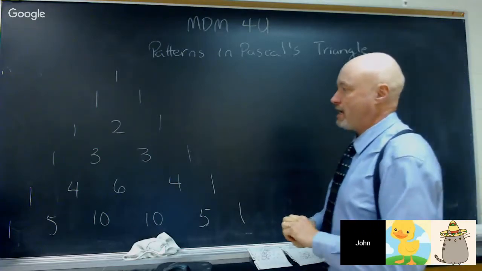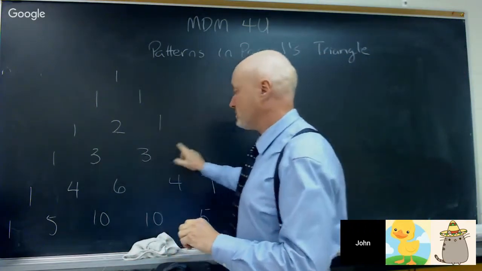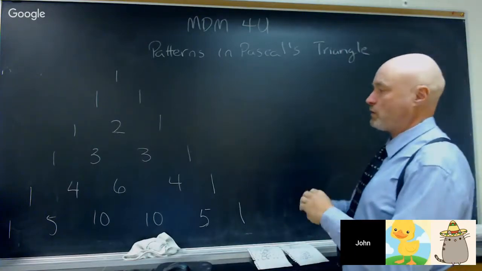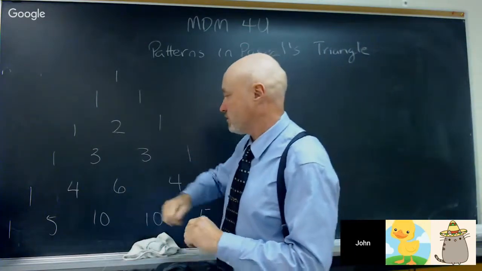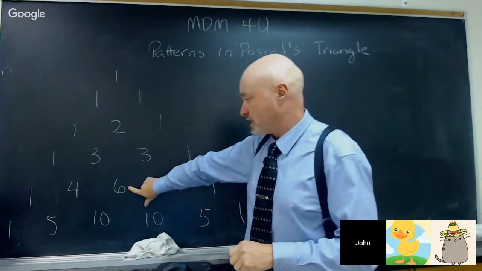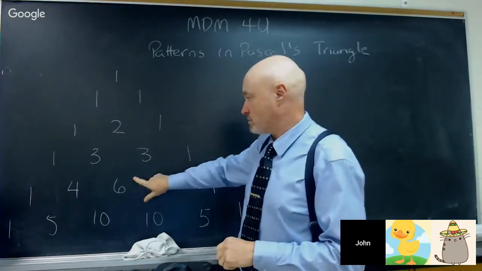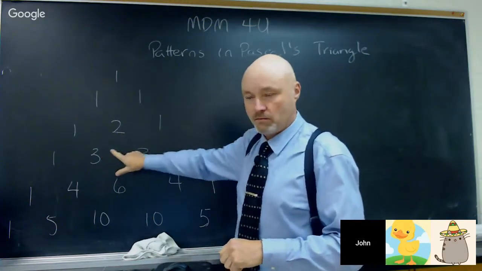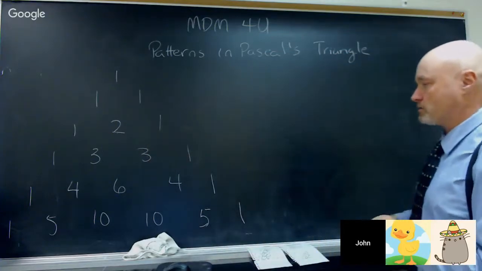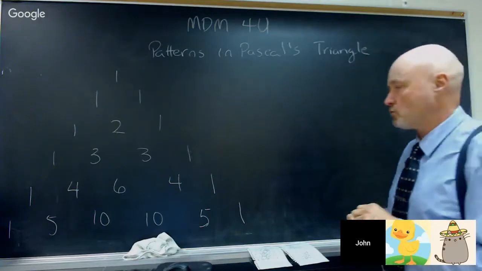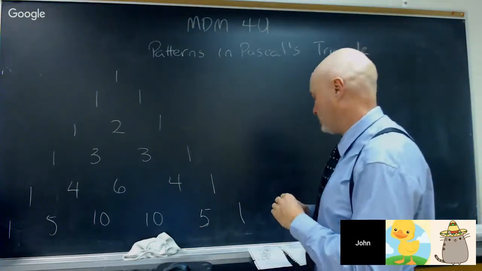We looked at how these numbers in Pascal's triangle can actually tell us how many different pathways there are to get to a particular location. And that the pathway to, say, this location can be found just by adding the number of pathways to get to the position above that location. Okay, we're going to look at two more patterns in Pascal's triangle.